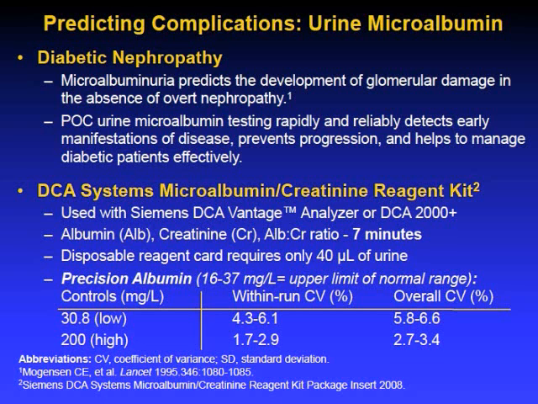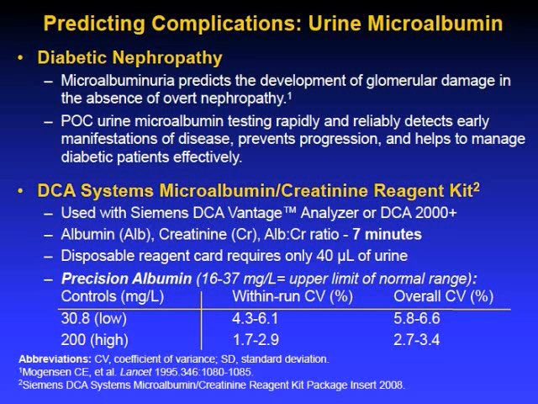The Siemens DCA Systems microalbumin creatinine reagent kit is a point-of-care kit that can be used with the portable Siemens DCA Vantage Analyzer or DCA 2000 Plus. It can give albumin, creatinine, or albumin-creatinine ratios in just 7 minutes. It requires a disposable reagent card, which requires only 40 microliters of urine.